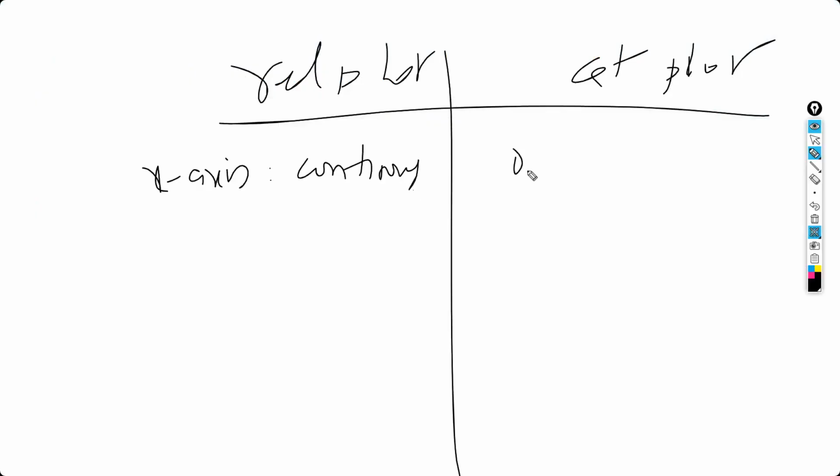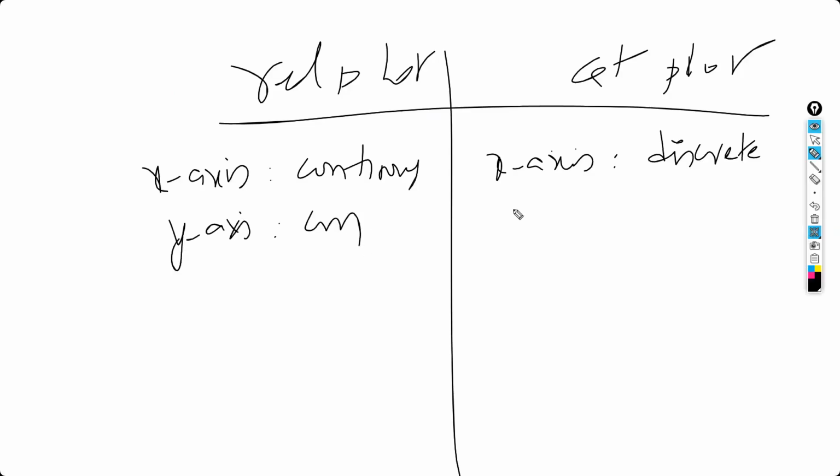And in the cat plot, the x-axis should be a discrete variable. The y-axis, in this case, should be continuous. In this case also, the y-axis should be continuous. So one continuous variable, one discrete variable. Which type of plot are you going to apply? Bar plot.